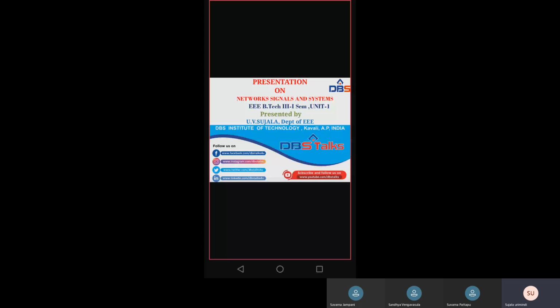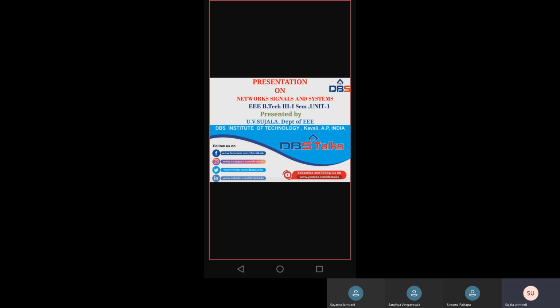Under this, the first unit is network elements and sources. And what about the different types of elements? That means linear and non-linear elements, distributed and lumped parameters, and different types of how resistive networks must be analyzed.